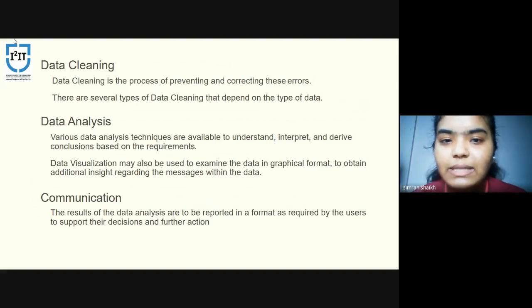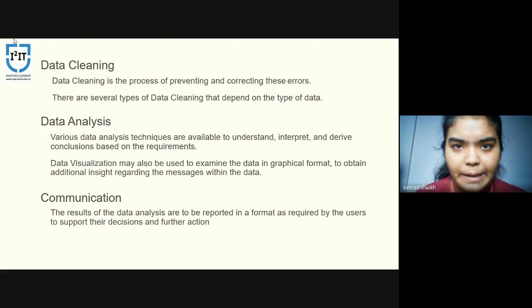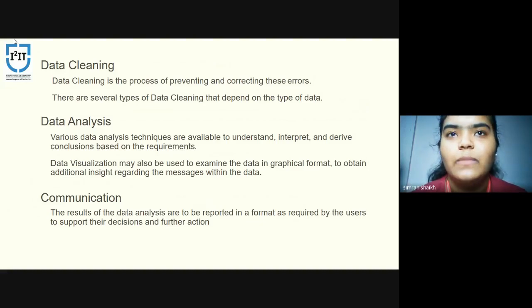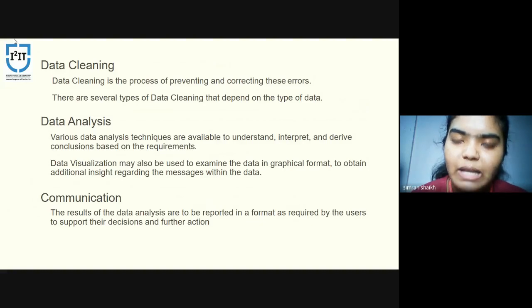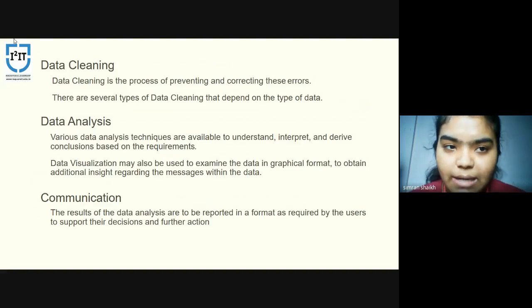So now these errors need to be prevented and corrected. So that's why we are doing data cleaning. For a basic example, it's like purifying your water, or if you go into a chemical lab and make a chemical, you need to filter out all the elements that you don't need, or that have no need for further processing. So that's what data cleaning is doing.